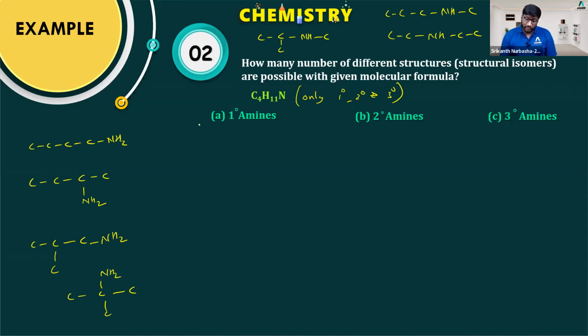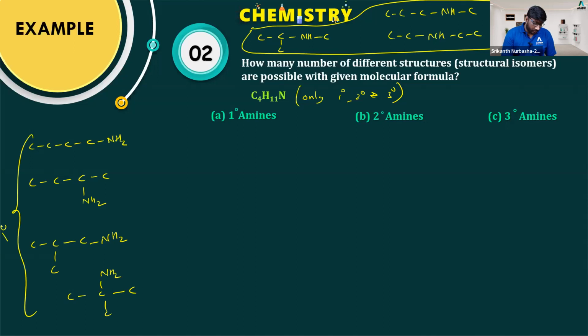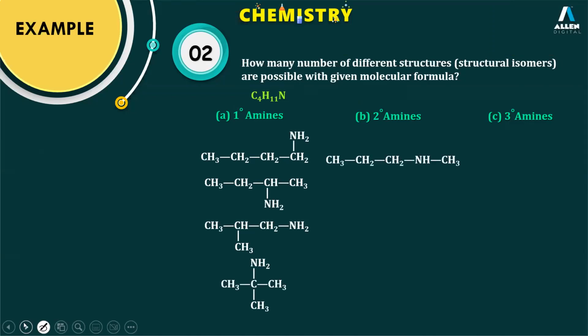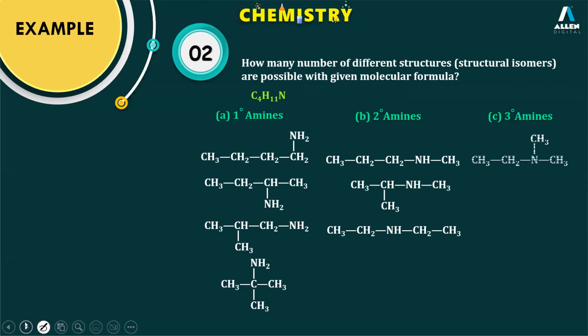What about tertiary amines? These are secondary amines. These are all primary amines. Tertiary amines, we can have possibility of what type, students? N should be connected with the 3 groups. If one is methyl, other is methyl, other should be ethyl. It is the only possibility. Yes or no? There is no other possibility where you can have tertiary amine. So primary amines are how many? 4. Secondary amines are 3. Tertiary amine is 1. So this is what we got.